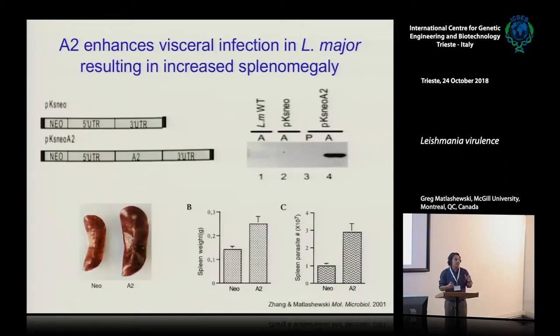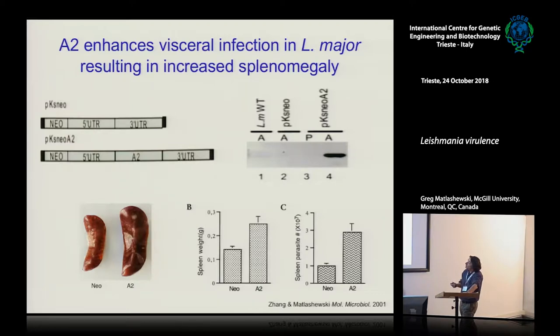So the experiment was then to put back A2 into L major. What would happen? Because L major had it, but no longer expressed it. So we put it back into L major to see what would happen. So we put in a plasmid here. These are plasmids expressing A2. So we could turn on A2, but only a single protein, not all of those multiple ones, because we were using a plasmid expressing a single protein. And in the amastigotes, it was turned on here. So this is the L major expressing A2.